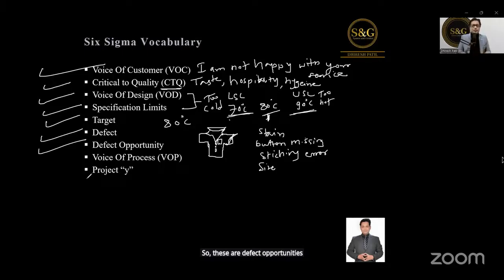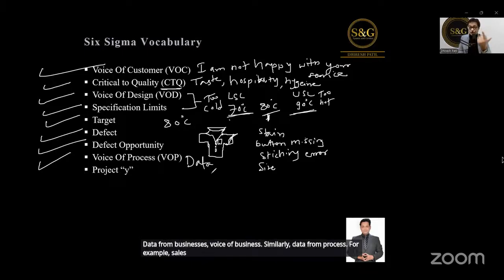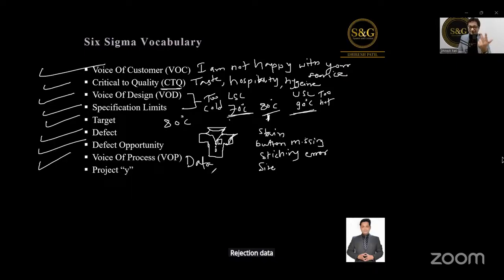Okay. Then comes voice of process. Voice of process is nothing but data. Data coming from the process is called voice of process. Like voice of customer, data from the customer is the voice of customer, right? Data from business is voice of business. Similarly, data from process, for example sales data, rejection data, production data. So all these are the voice of process, right?